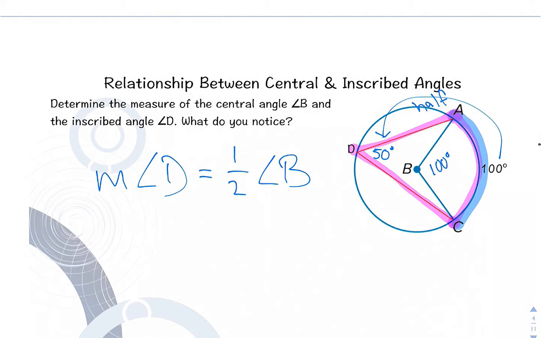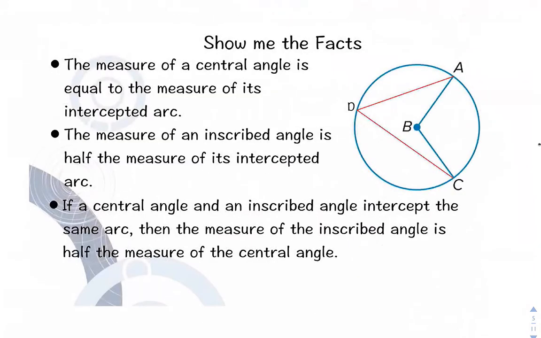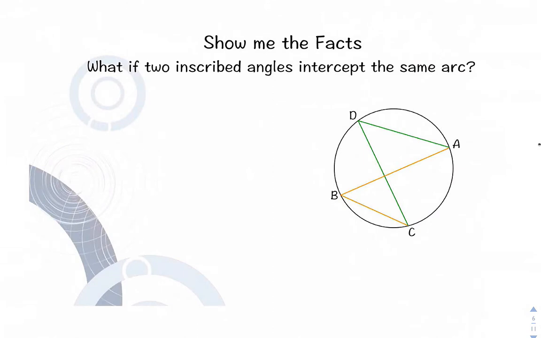Okay? So knowing that key fact, let's take a look at a couple special key points that we need to know. Okay, so what we just came up with, the measure of a central angle is equal to the measure of its intercepted arc. The measure of an inscribed angle is half the measure of its intercepted arc. And then if a central angle and an inscribed angle intercept the same arc, then the measure of the inscribed angle is half the measure of the central angle. Okay, and you can look at the previous slides to look at some numbers there. All right, so a couple specific examples that we can also look at.